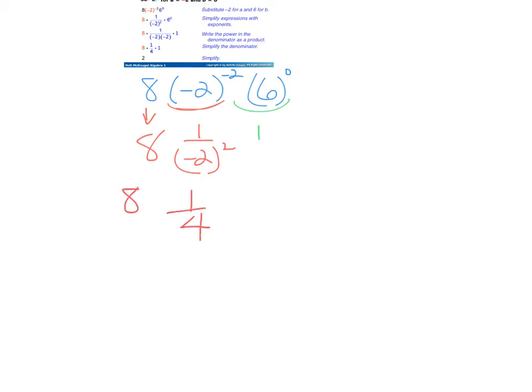I'm going to turn my 8 into a fraction and my 1 into a fraction. So now I can multiply straight across. All the way across the top, let me do it as a highlight, is going to be 8 times 1 times 1, which is going to give me 8. Then straight across the bottom, 1 times 4 times 1 gives me 4. I'm going to simplify this. 8 divided by 4 is going to give me 2.